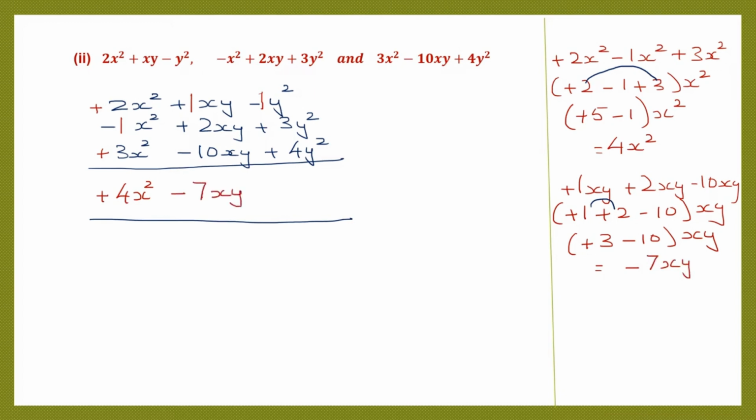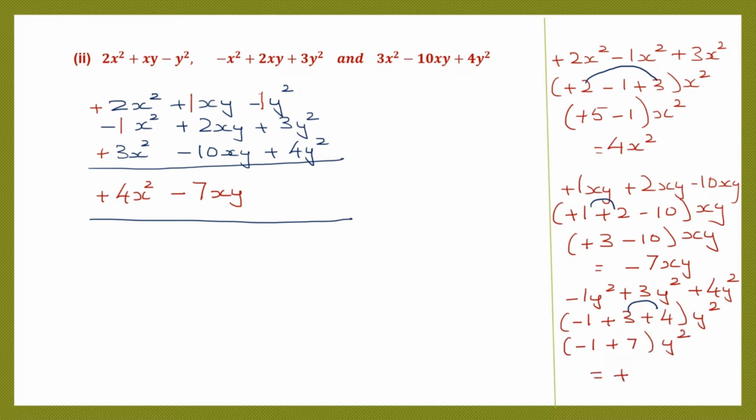Let's take the y squares now. Minus 1y square plus 3y square plus 4y square. Leave the numbers: minus 1 plus 3 plus 4y square. Add up the numbers with the same sign. We have plus 3 and plus 4. So minus 1 plus 7y square. Signs are different. Put the sign of the bigger number. Plus 7 minus 1 is 6y square. So here it is plus 6y square.